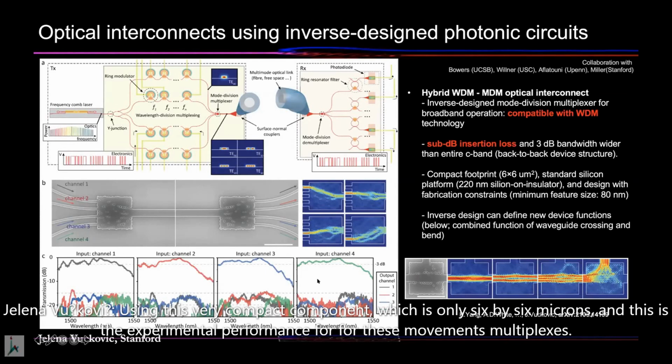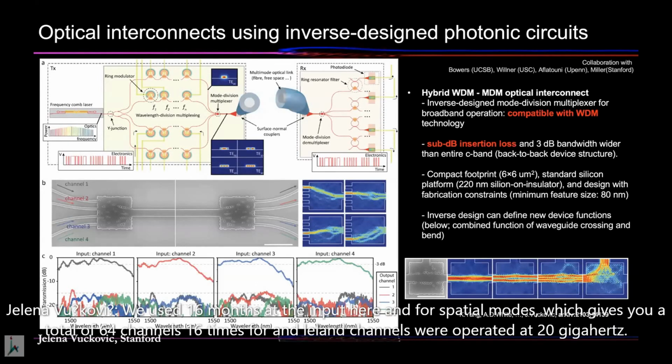And this is the experimental performance for these mode multiplexers. We used 16 wavelengths at the input here and 4 spatial modes, which gives you a total of 64 channels, 16 times 4.